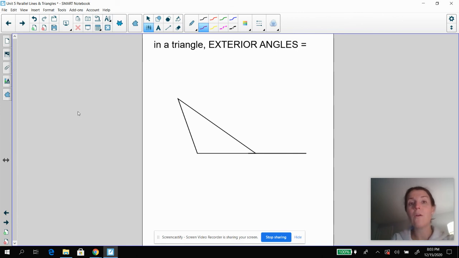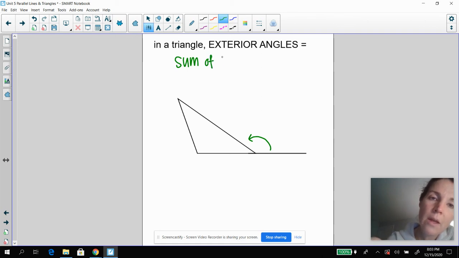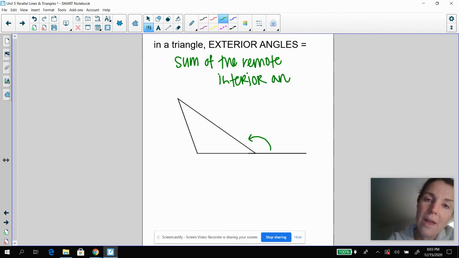So in a triangle, the exterior angle, so this guy right here, is going to be the sum of the remote interior angles. And remote, that word remote, well, a lot of you know it now because you've been learning remotely.